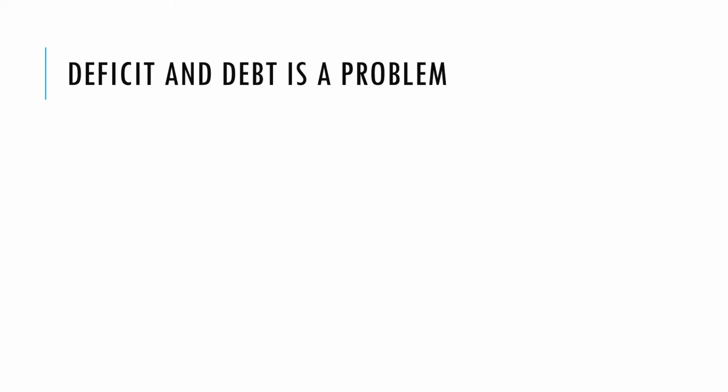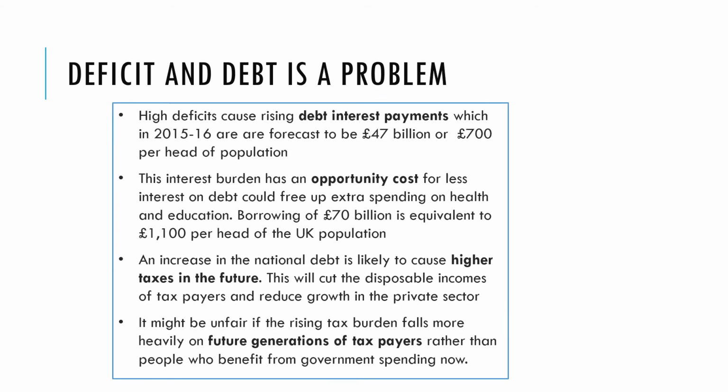On the flip side, there are some arguments that deficit and debt is a problem. High deficits cause rising debt interest repayments. And these are forecast to be about £50 billion in 2016, which is about half the education budget or maybe 40% of the NHS total budget. And this interest has an opportunity cost. What could that money be better else spent on?